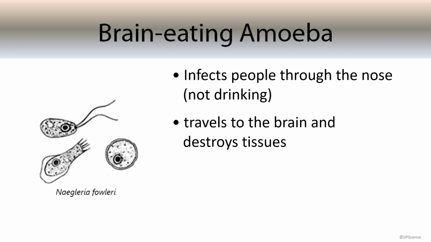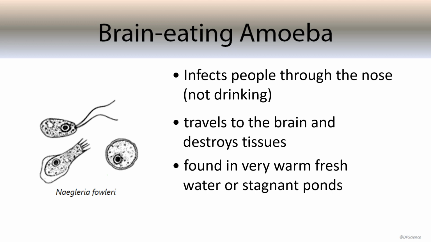They travel to your brain and destroy the tissue, brain cells. They're found in warm, freshwater stagnant ponds, and there is no known cure for this. So not something you really want to get. So when they tell you don't swim or don't get in stagnant water or warm water that's just been sitting there, there are lots of good reasons why not to. Go ahead and pause this video right now and write down how this amoeba eats your brain.